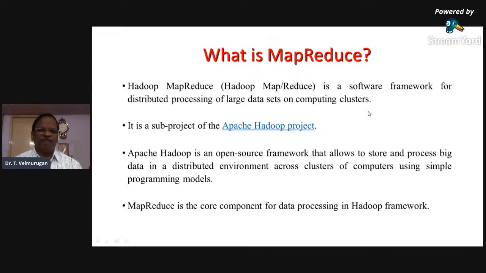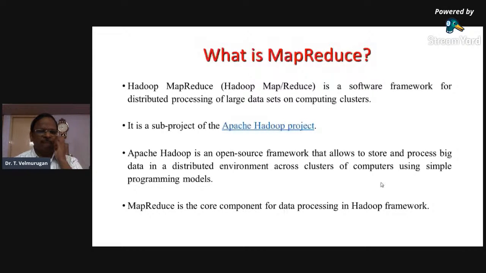Hadoop MapReduce is a software framework for distributed processing of large data sets on computing clusters. It is a sub-project of the Apache Hadoop project. Apache Hadoop is an open source framework that allows storing and processing big data in a distributed environment across clusters of computers using simple programming models.